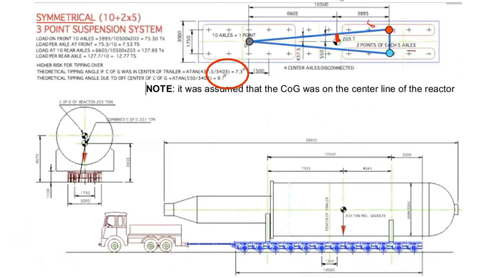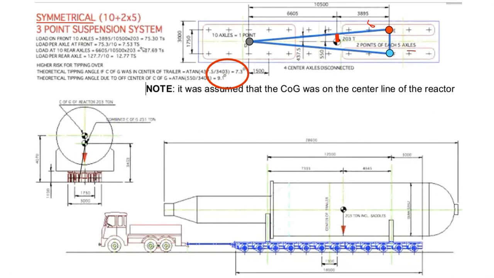Load is 203 tons, I think. So here we can see the load on the front end axis will be 75.3 tons. So per axle, it will become, with 10 axles, right? 75.3 divided by 10 is 7.553 tons.